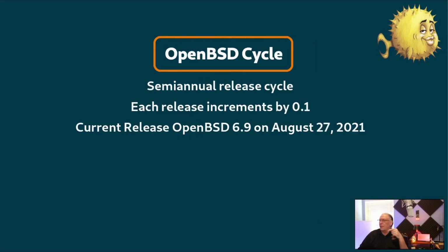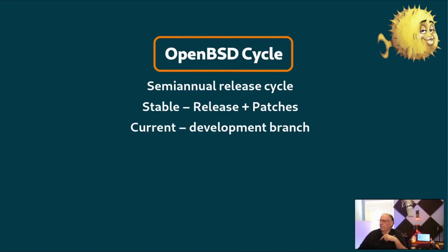OpenBSD's cycle is semi-annually. They come out with new releases, and each release increments by 0.1. So you would have 6.8, then 6.9, then 7.0. That's the way they do things. So the current release, as I said, is 6.9, and that was released on August the 27th.